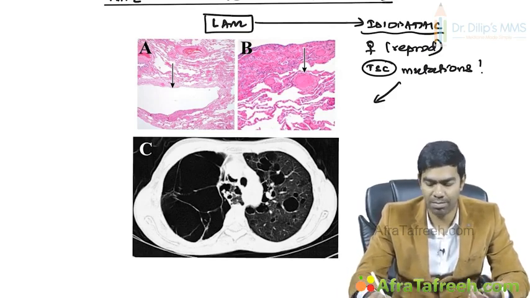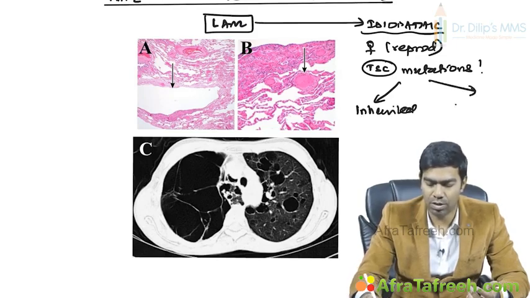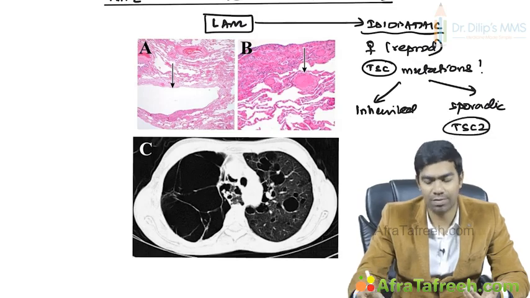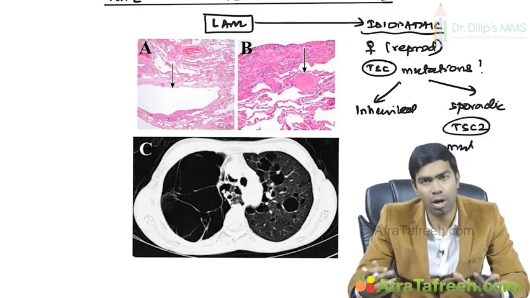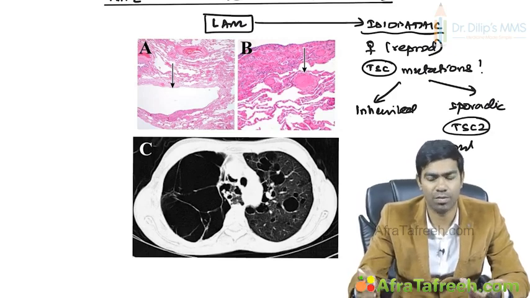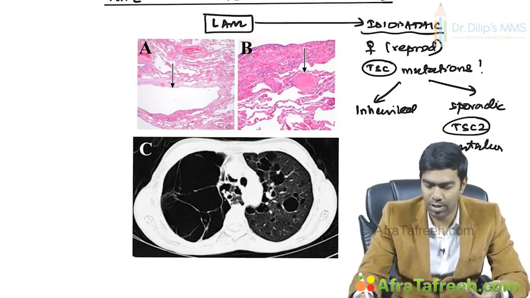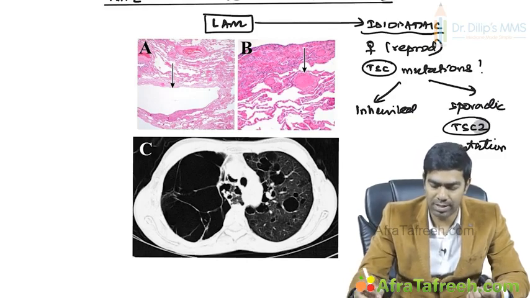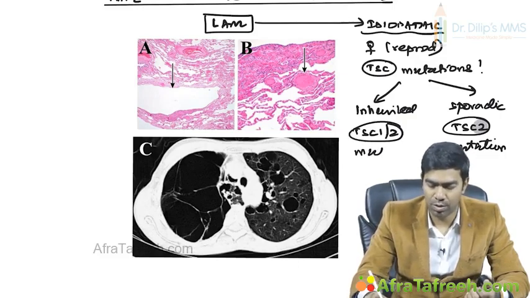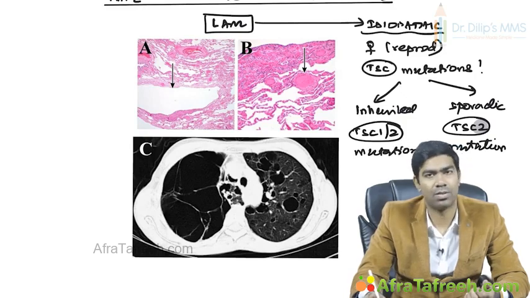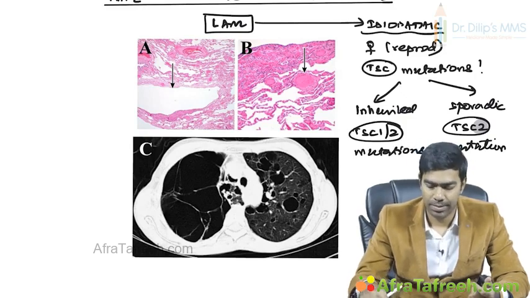That is the types of LAM. You're going to have inherited forms of LAM, and second, you have sporadic forms of LAM. Remember, even in sporadic forms, I told you this TSC mutation is very common. At least a tuberous sclerosis gene polymorphism is going to be very common. So the TSC2 gene is commonly mutated in sporadic LAM, whereas in inherited LAM, it could be either TSC1 or TSC2 mutations. You know that there are two types of tuberous sclerosis gene mutations.